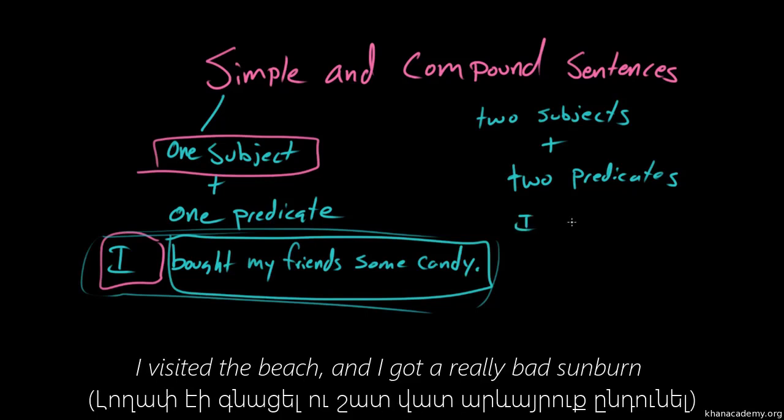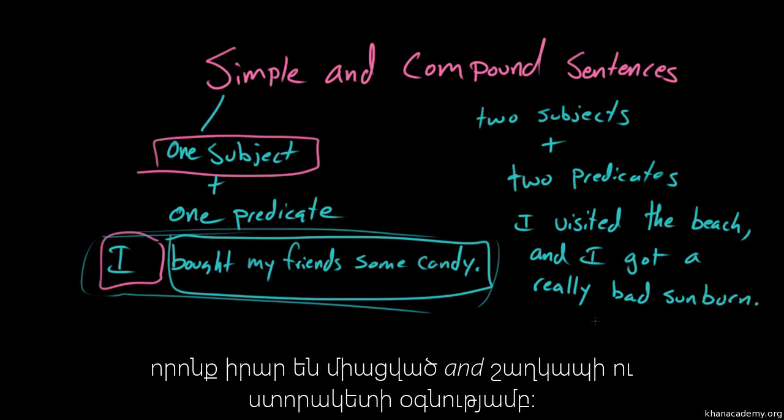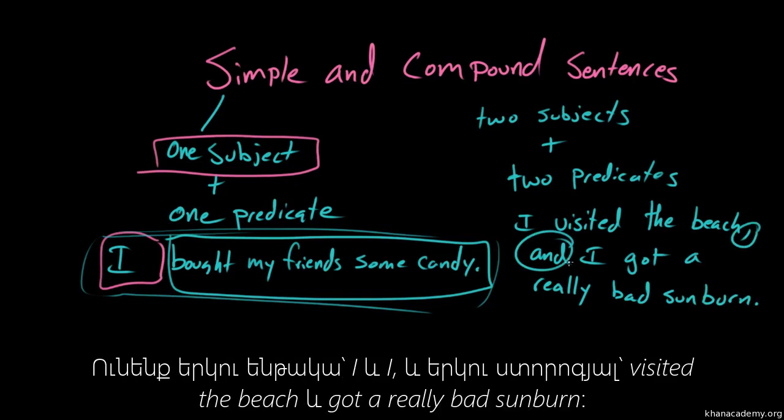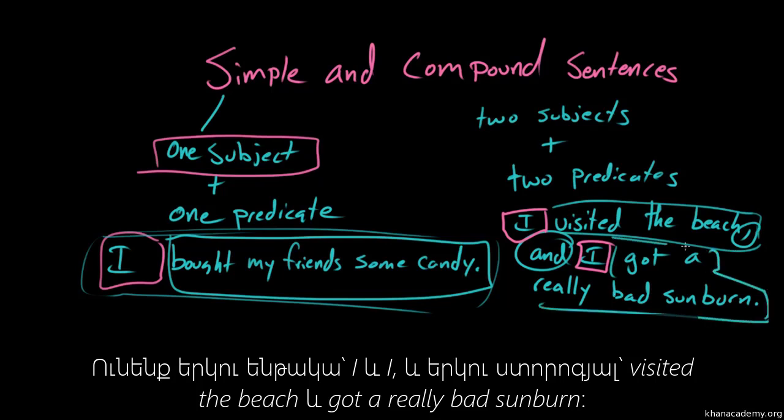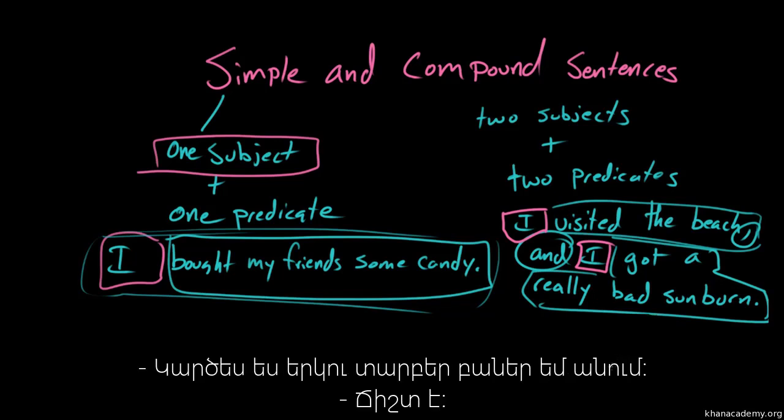So, I visited the beach and I got a really bad sunburn. When we're looking at this, it's really two sentences together, joined by the comma and this and. So we have our subject, I visited the beach, I got a really bad sunburn, and we have our two predicates: I visited the beach, got a really bad sunburn. So the subject in both these cases is I, right? But it's sort of separate. It's like I am doing two different actions.